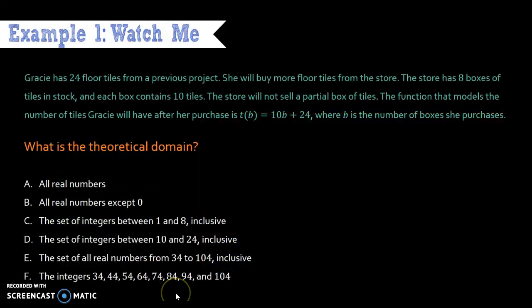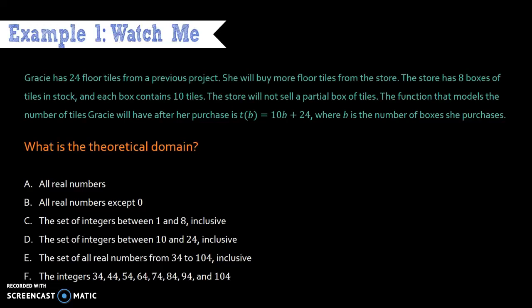Let's do an example. Let's say Gracie has 24 floor tiles from a previous project. She's going to buy more floor tiles from the store. The store only has 8 boxes of the tiles that she needs in stock, and each box contains 10 tiles. The store will not sell a partial box of tiles. The function that models the number of tiles Gracie will have after purchasing would be 10 times the number of boxes that she buys plus 24 from the number of tiles that she started with. B is going to represent the number of boxes that she purchases at the store.